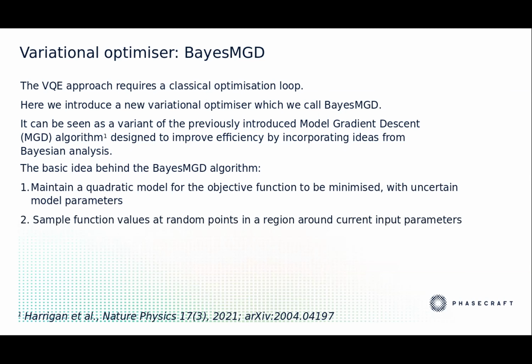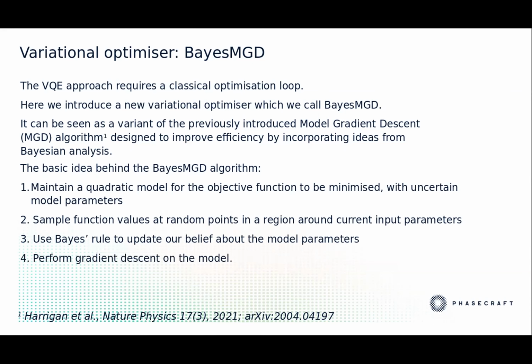So we sample this landscape around some points randomly, and with that information, using the Bayes rule, we update the belief that we have on those parameters. We continue to do that, and perform gradient descent on the analytical model instead of doing it numerically. For the ones that probably know, this can be understood as a Kalman filter. This part is completely classical. It takes the measurements from the device, and it's performed classically. Then it adjusts some parameters fed into the device.